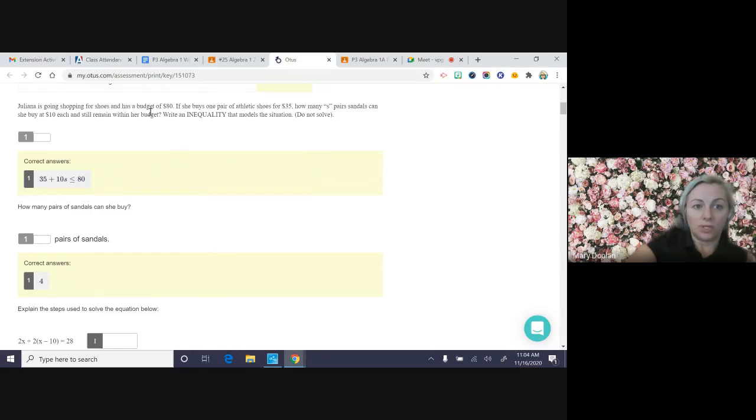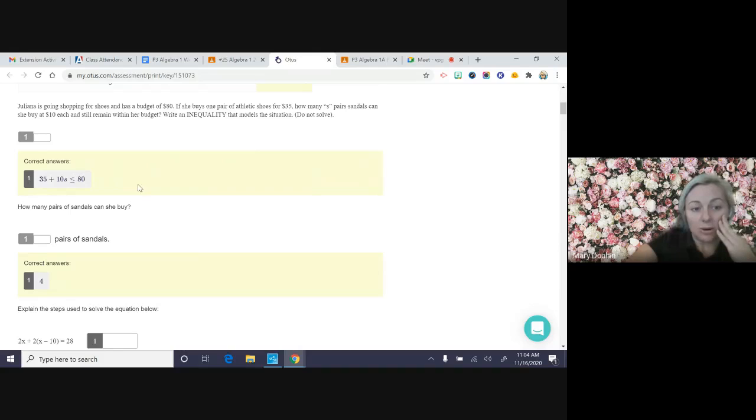So we know that her budget is 80. And so in the correct answer, you see 80 is on one side of the inequality. So the amount that she is spending has to be less than or equal to 80. 80 is her budget. And then the amount she spends, well, she spends 35 on one pair of shoes, 35, plus we want to know some number of sandals, which is the unknown variable S, at $10 each. So plus 10 times S. This is the inequality you had to write to get it correct.